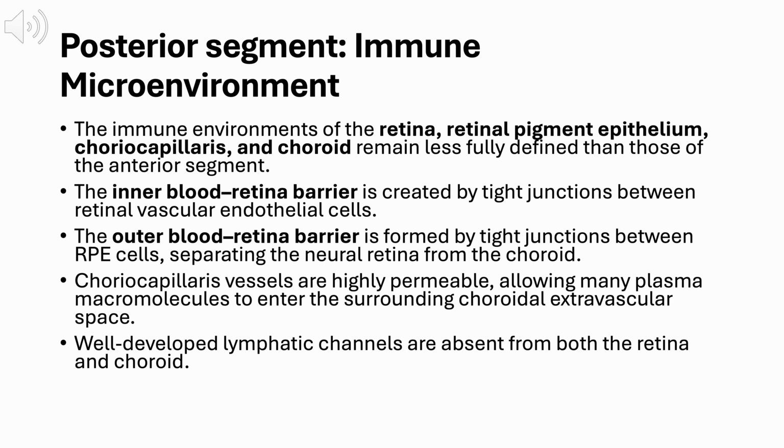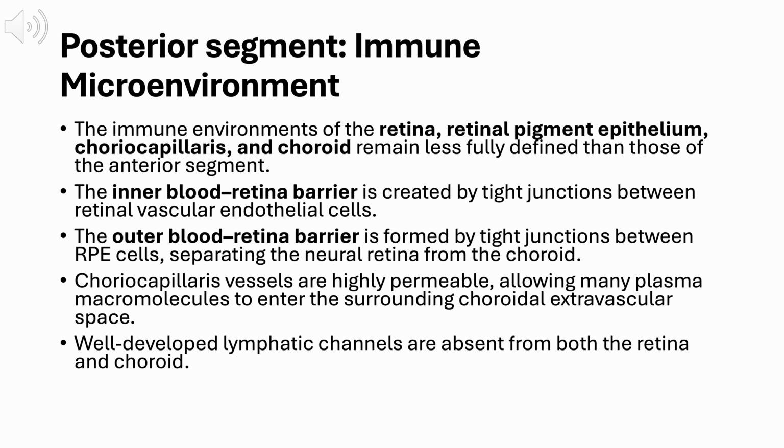Let's map the posterior segment's barriers, which follow the same logic we saw anteriorly, but with retinal specifics. First, a candid acknowledgement. The immune environments of the retina, RPE, choriocapillaris, and choroid remain less fully defined than those of the anterior segment. The blood-retina barrier has two parts. The inner blood-retina barrier is created by tight junctions between the retinal vascular endothelial cells. The outer blood-retina barrier is formed by tight junctions between RPE cells, which separate the neural retina from the choroid. So the RPE is both a barrier and, as we'll see, an immunoregulatory hub.